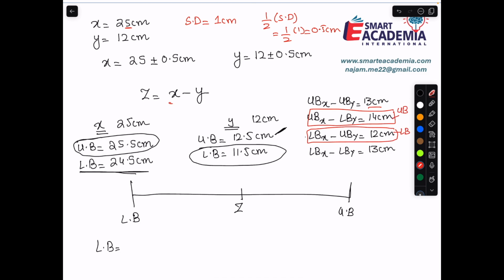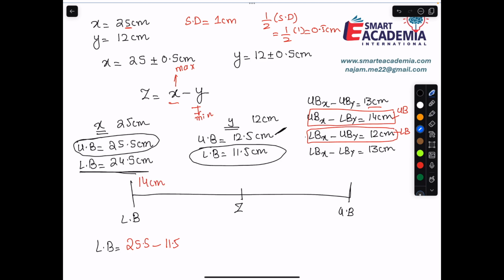So how do you get the subtraction thing? If you simply use the logic that the upper bound is going to be 25.5, which means the upper bound of x, minus the lower bound of y. How can you understand this? To maximize the difference, this should be maximum and this should be minimum. This is how you maximize the difference. So this is 14 centimeters.